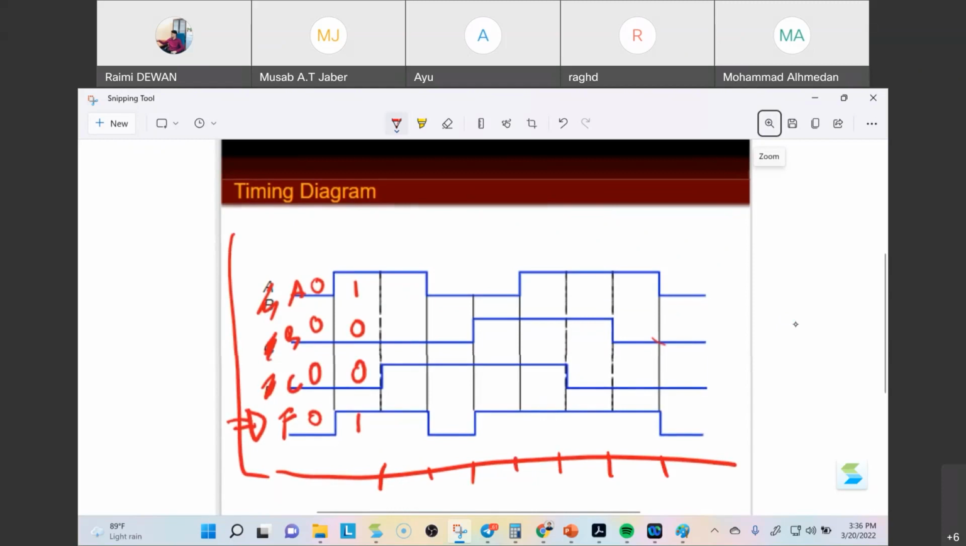Or changes in output. For example, 000 produces output 0, 100 produces output 1, and 101 still produces output 1, and so on. So this is a timing diagram: the variation of inputs with the outputs, in terms of a timeline, it looks like a timeline.